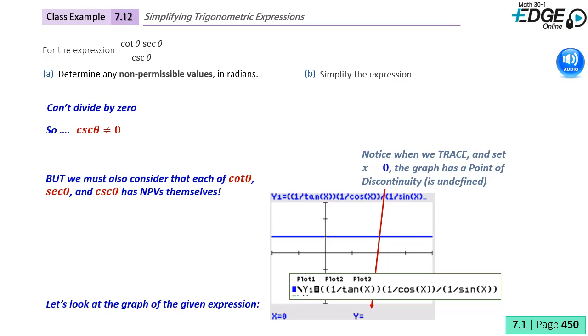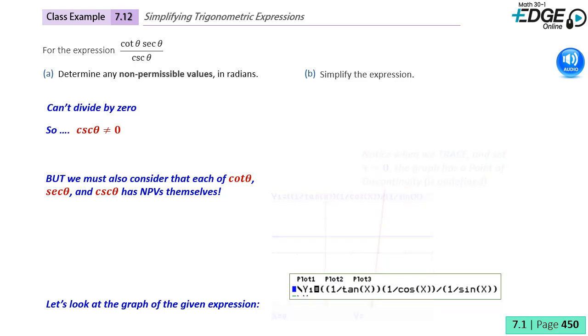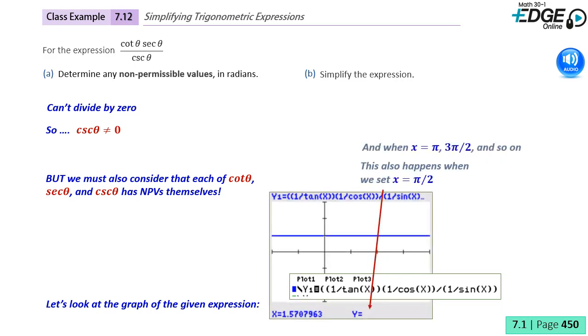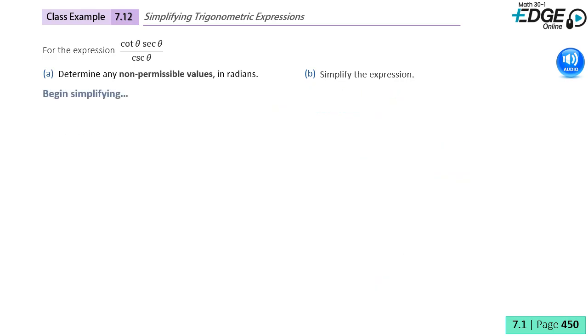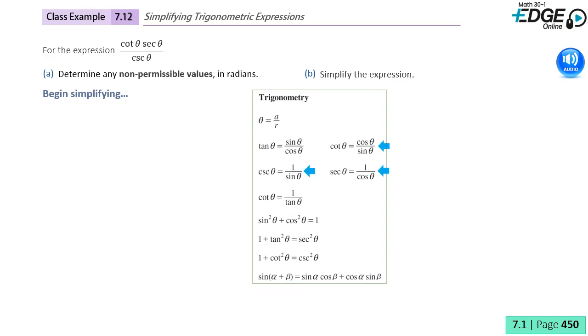This suggests that when we simplify the expression later, it will be equal to a constant value, in this case 1. But if we use our trace function, we would actually be able to find some points of discontinuity that don't actually appear. This isn't how you are going to determine your non-permissible values, but since we were already looking at the graph of cosecant theta, I thought it would be worthwhile to explore this. Let's use our algebraic method to be a bit more efficient here.